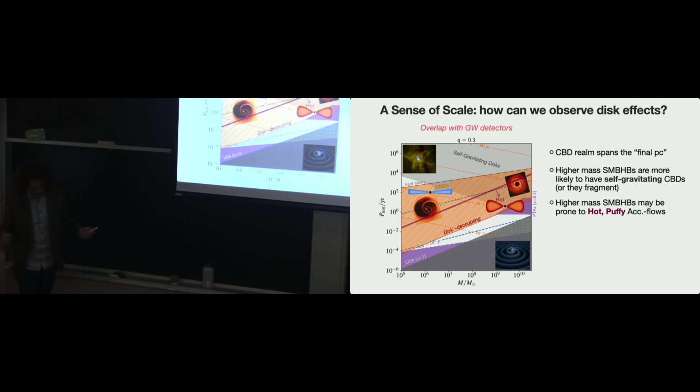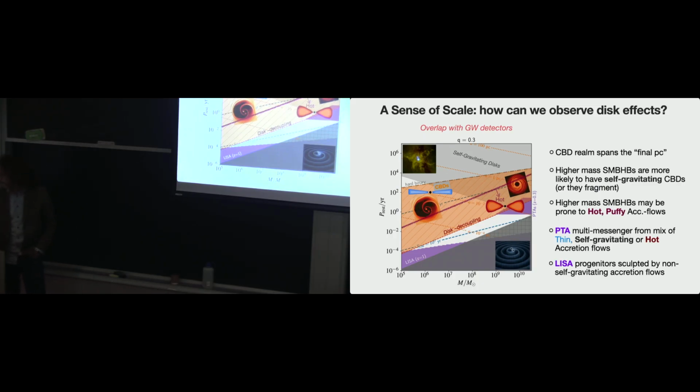Okay, and finally I'm going to draw on here for perspective where the gravitational wave detector bands are roughly. So LISA, you'll see here, for the smaller mass, as I said, and the PTA is up here even before merger for the much more massive systems. And so you can get a feeling here for the pulsar timing arrays. You actually have importance of the circumbinary disk in band, and you can see that it'll be sculpted by this combination of either self-gravitating flows or these hot, puffy flows, which will keep it from becoming self-gravitating. Whereas the LISA band is sculpted by these non-self-gravitating accretion flows.